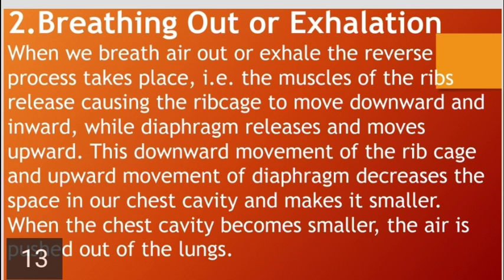Breathing out or exhalation. When we breathe air out or exhale, the reverse process takes place. That is, the muscles of the ribs release, causing the rib cage to move downward and inward, while the diaphragm releases and moves upward. This downward movement of the rib cage and upward movement of diaphragm decreases the space in our chest cavity and makes it smaller. When the chest cavity becomes smaller, the air is pushed out of the lungs.